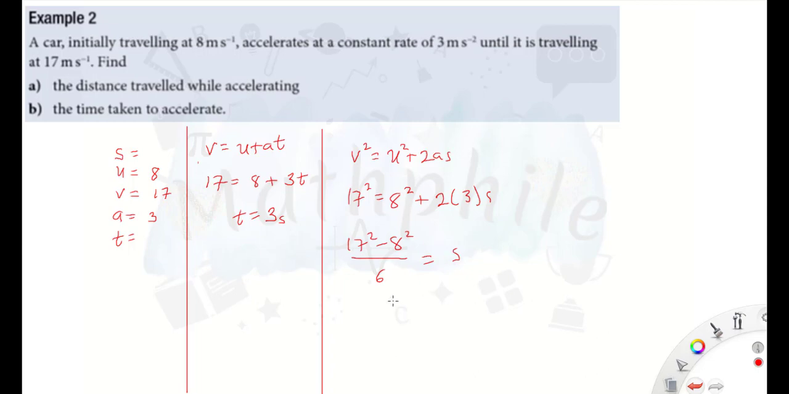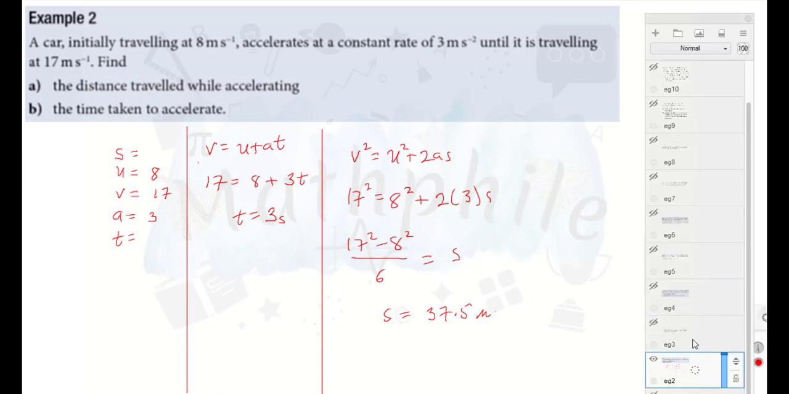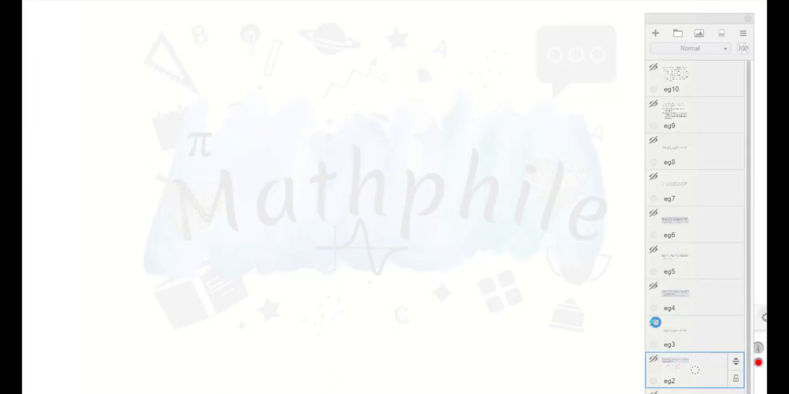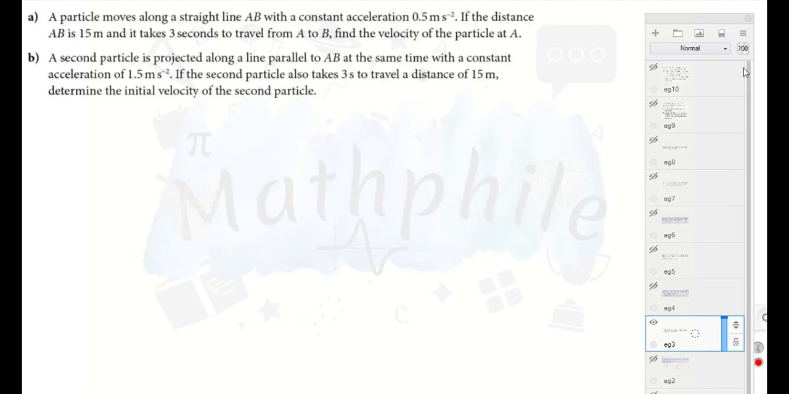That's 37.5. So s equals 37.5 meters. Okay, so that answers that question. How are you going so far? It's okay, good. Let's see the third question.